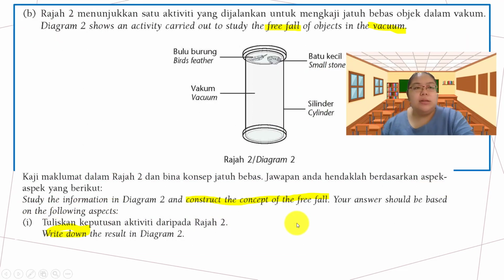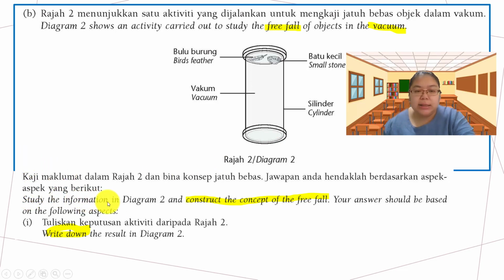Okay, B. This one B, they're talking about the diagram. The feather and also the small stone fall in the vacuum. Vacuum means don't have any air resistance. Suppose both must reach the bottom at the same time, because you don't have any air resistance to affect. You are just pulled by the gravitational force.